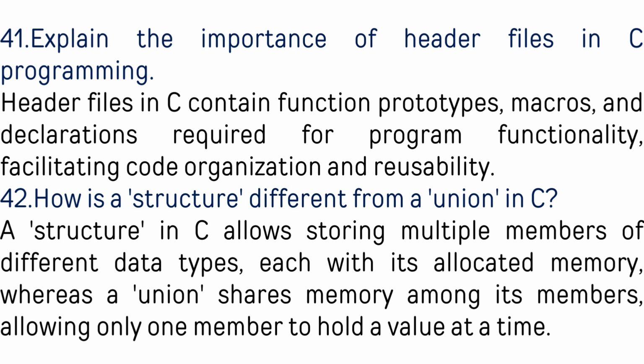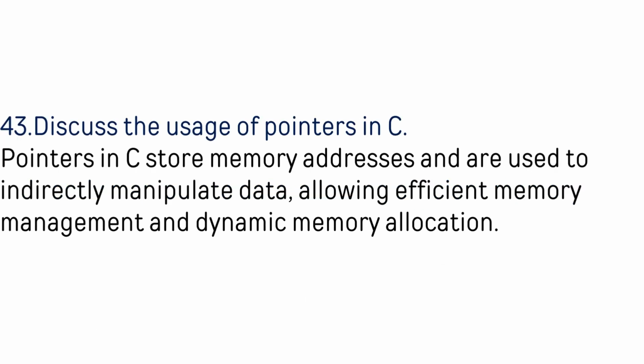42. What is a structure different from a union in C? A structure in C allows storing multiple members of different data types, each with its allocated memory, whereas a union shares memory among its members, allowing only one member to hold a value at a time. 43. Discuss the uses of pointers in C. Pointers in C store memory addresses and are used to indirectly manipulate data, allowing efficient memory management and dynamic memory allocation.